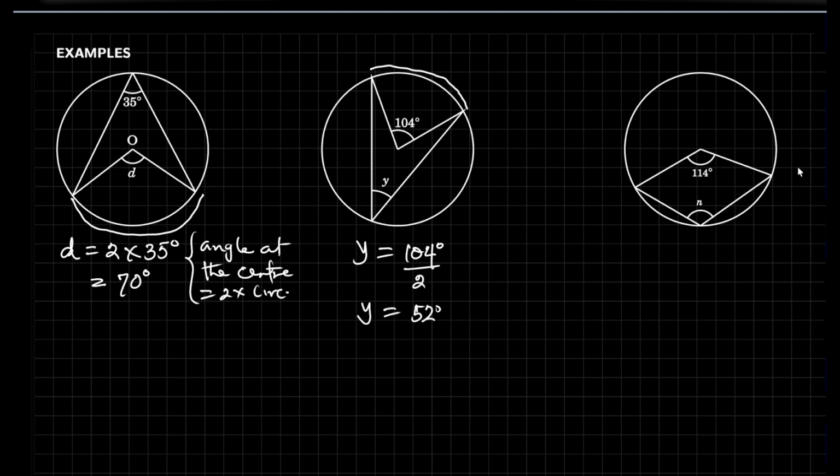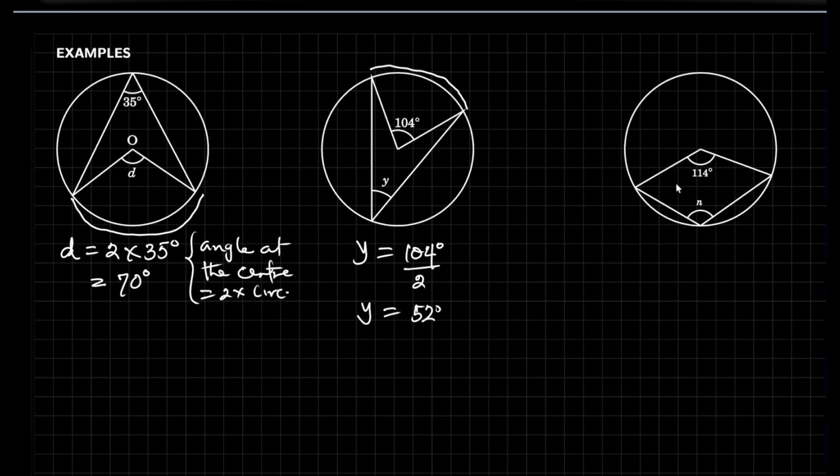But in this case, we have two different arcs, right? So for the larger arc, we have angle n, and for the smaller arc, which is this one. Okay, so let me just draw it. From here to here is what produced the 114, right? And from here to here is what produced n, which is at the circumference. So basically, they are not the same.